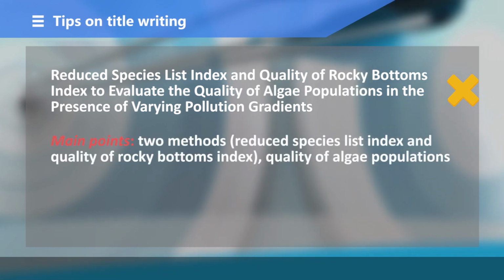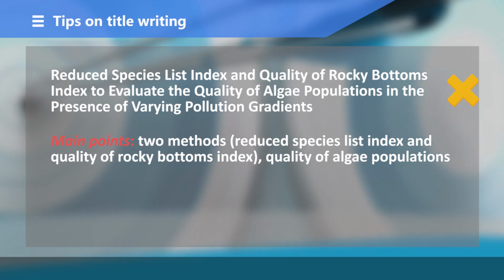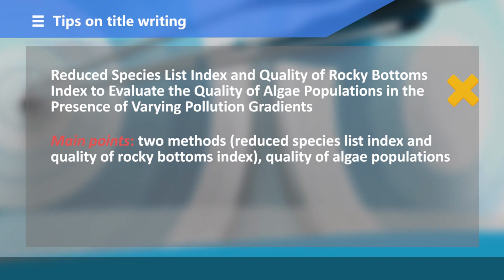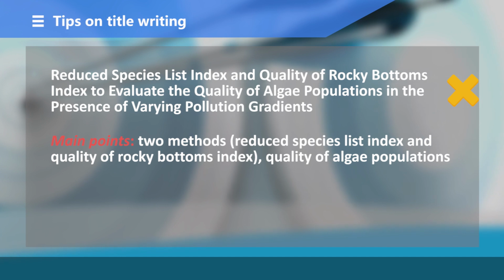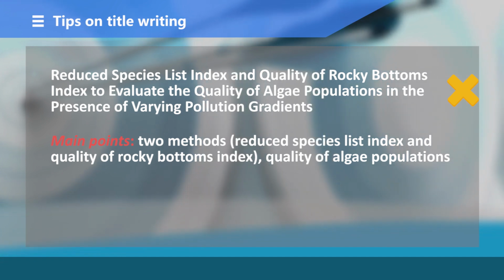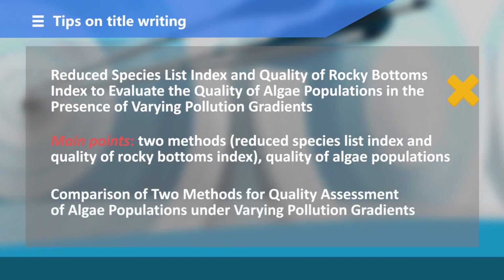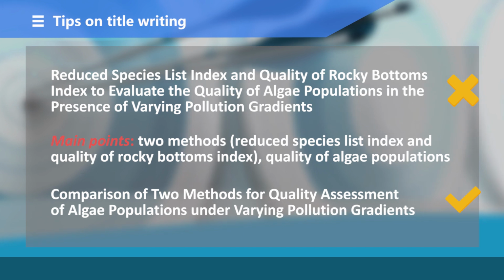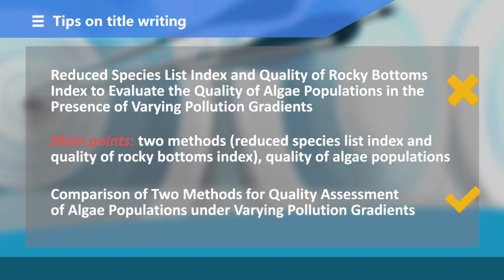2 research methods. They are Reduced Species List Index and Quality of Rocky Bottoms Index. And the object of the research, Quality of Algae Populations. Then we get a better title, Comparison of 2 methods for quality assessment of algae populations under varying pollution gradients.